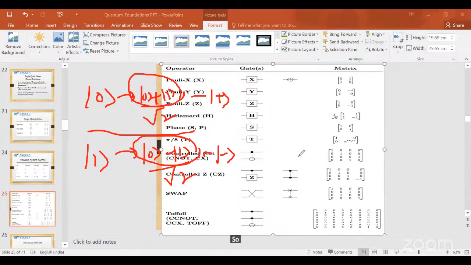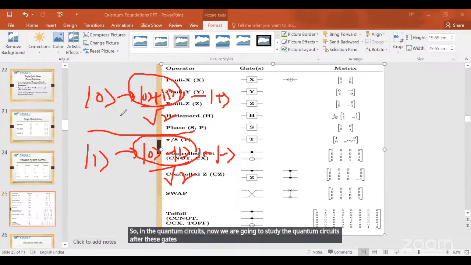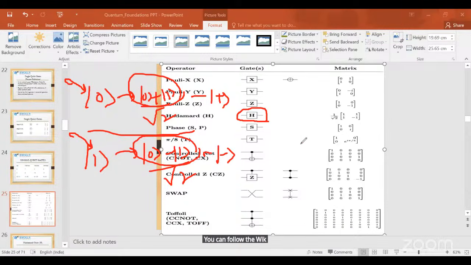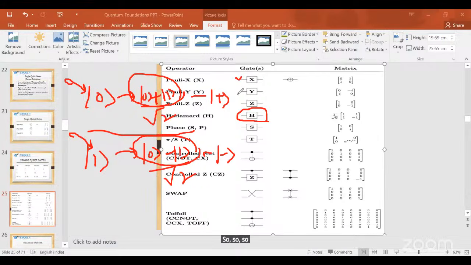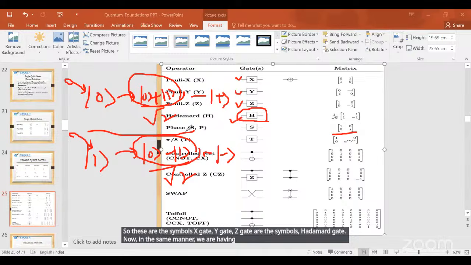Now we are going to study the quantum circuits. In the quantum circuits, if we are inputting one thing, and again inputting another thing, and we want to make a superposition of these two things, we have to use the Hadamard gate. You can follow the Wikipedia page of quantum gates. These are the symbols: X gate, Y gate, Z gate, Hadamard gate.